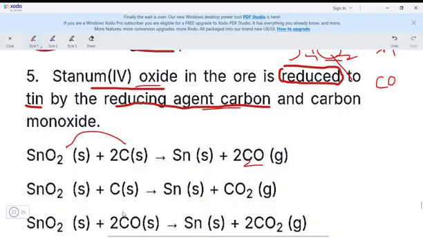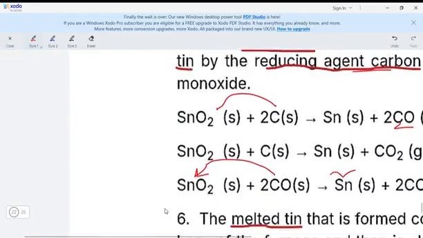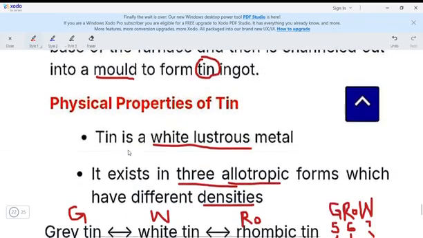So the carbon monoxide can still take more oxygen from tin oxide so that it can form carbon 4 oxide, and the tin will now be alone. Then number 6, the melted tin that is formed collects at the base of the furnace and then is channeled out into a mold to form tin ingots. So that tin which we have finally gotten as a result of reduction, you can now pour it into a mold so that it can form any shape of your tin.